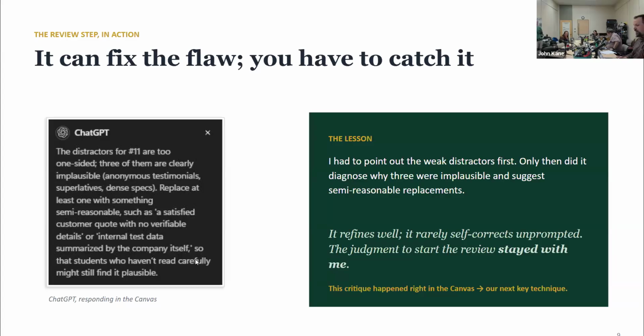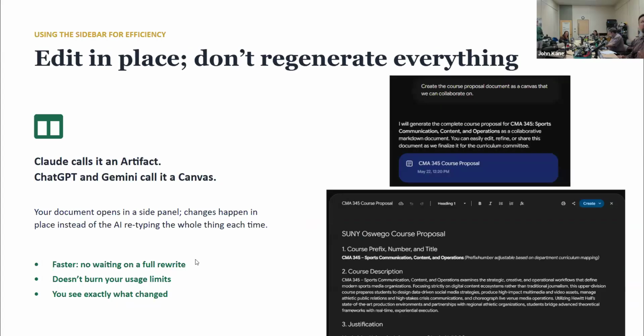This all happened right inside the canvas, which is the next technique that I think is really, really key to being able to be efficient with generating things using an AI tool. So Claude calls these artifacts, ChatGPT and Gemini call it a canvas. When you iterate something with an LLM, don't make it regenerate the whole document every single time. The output should live in a side panel and edits should happen in place, which reduces the amount of usage that you're using up. And usage limits are a major, major issue that I'm starting to run into, especially the more complicated some of my outputs become.